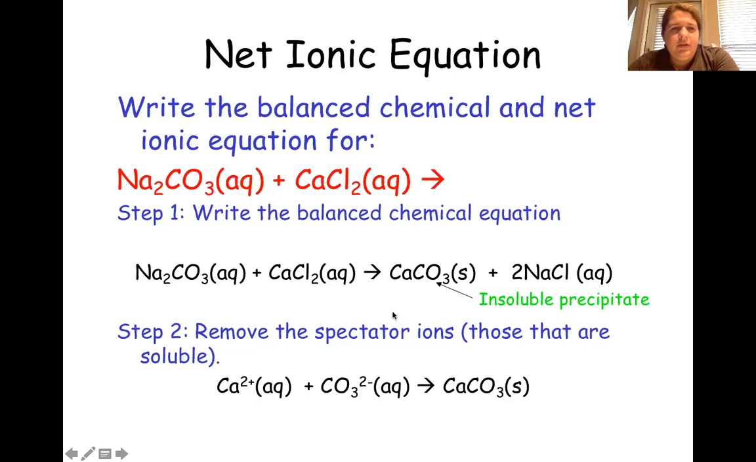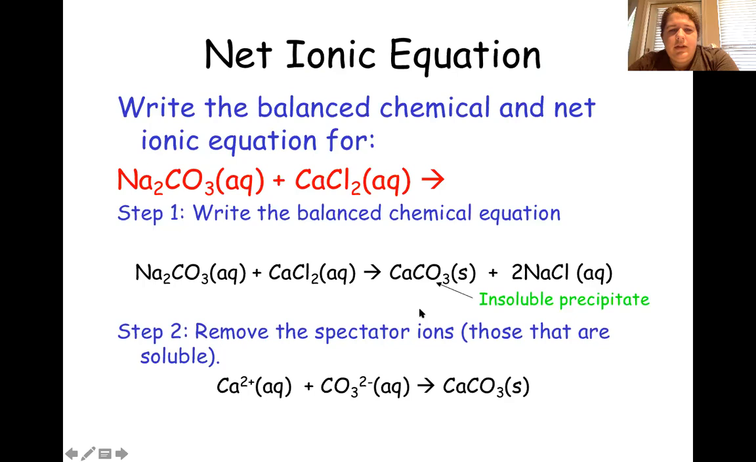Okay, so if we're looking for the net ionic equation, what we're basically going to do is write the balanced chemical and net ionic equations. So again, like on the previous slide, to determine what the products are going to be for this type of double replacement reaction, ionic compounds, we're just going to switch the cations. So the sodium is going to go over here, the calcium is going to go over here. So we get calcium carbonate and sodium chloride.